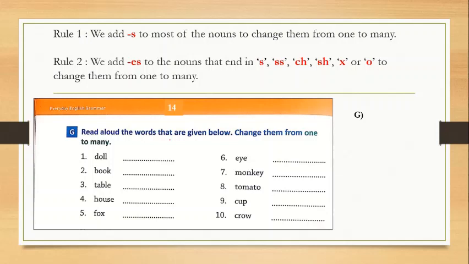Read aloud the words that are given below. Change them from one to many. Let's start with the first word. The first word is doll. The last letters of the word doll are not from this list. So we will add only letter S at the end to change it to many: dolls.